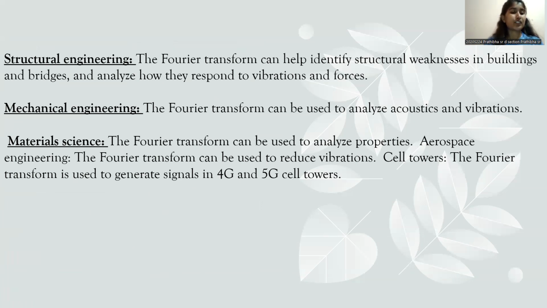And the next application is mechanical engineering. In mechanical engineering, it can be used to analyze oscillations and vibrations. And the final application includes material science. The Fourier transform can be used to analyze the properties of materials. In aerospace engineering, the Fourier transform can be used to reduce vibrations. And in cell towers, the Fourier transform is used to generate the signals in 4G and 5G cell towers.